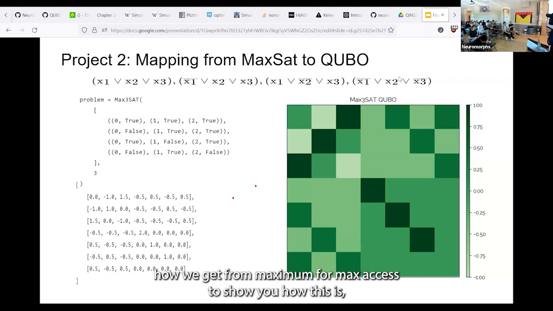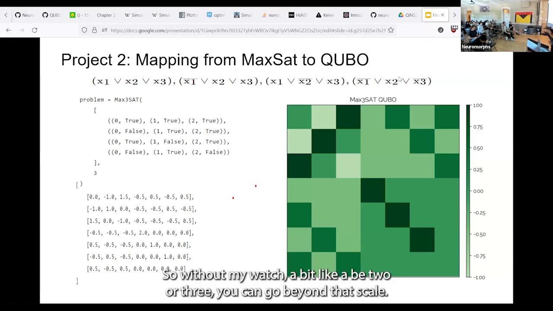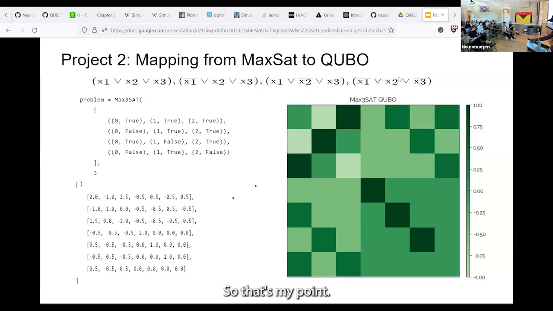This shows how, from an algorithm platform, you can move from K-SAT, where K can be 5, 6, 7, and map onto something like 2 or 3 variables, so we can go beyond that scale. So basically that's max-sat to QUBO for you. Thank you.